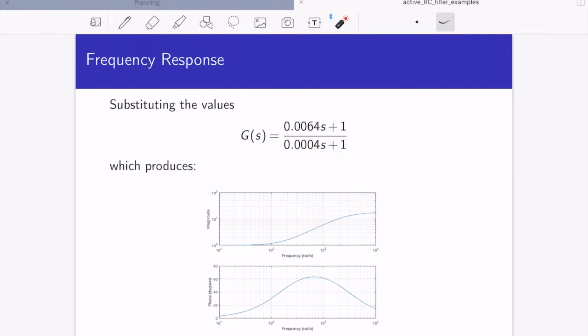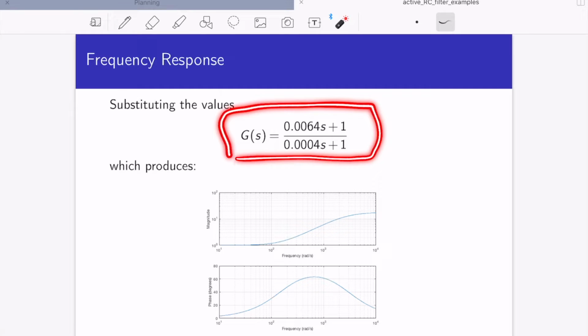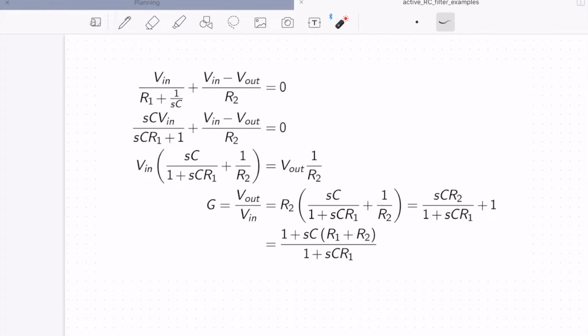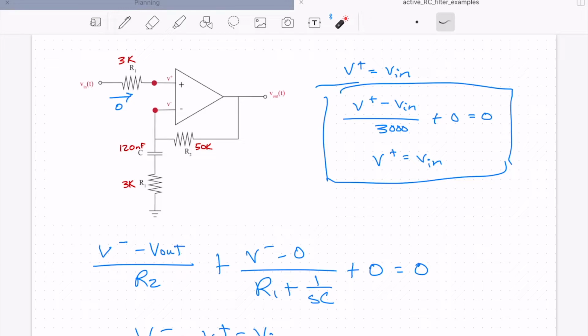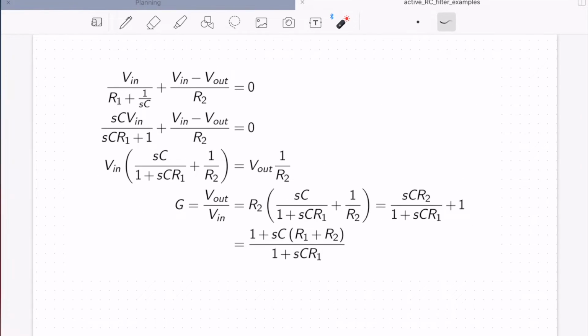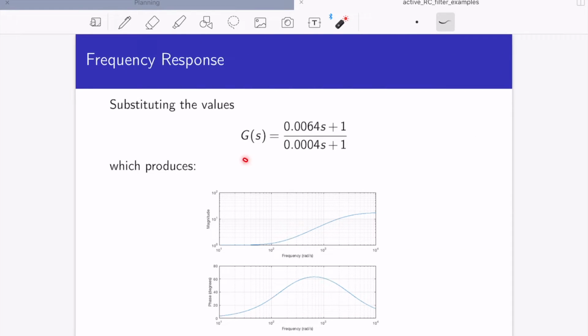So now if we plug in all the values that I had before, we'll actually end up with this value here. Now if you wanted to, instead of keeping track of things in terms of R1, C, and R2, you could have plugged in the values right ahead. It's kind of a matter of preference which you prefer to do. So here's our transfer function.